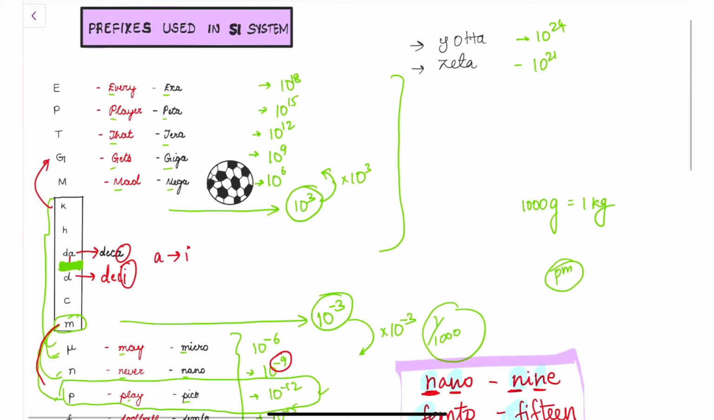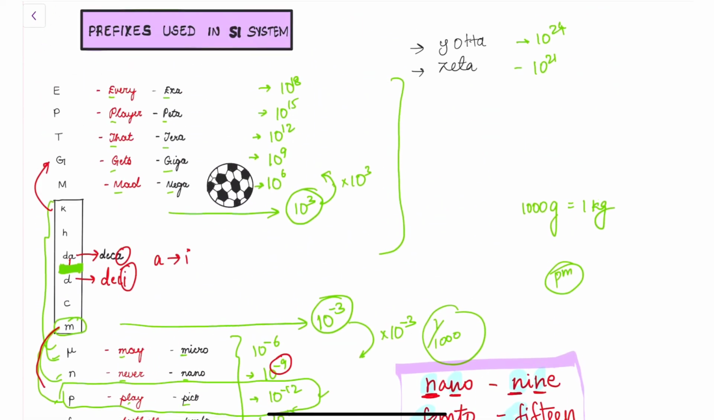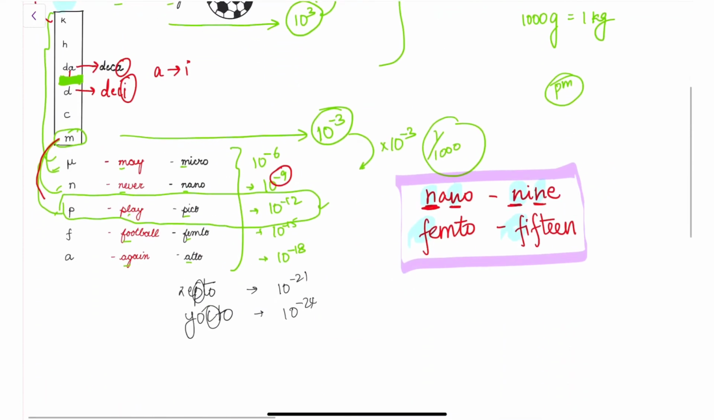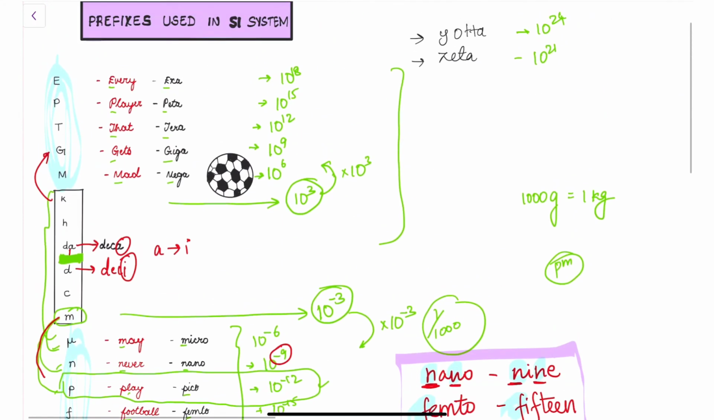Another important thing which I want you to notice is that here you'll have all in capital letters, and here all in small letters. Here the symbol would be small z, small y. Here the symbol would be capital Z, capital Y.